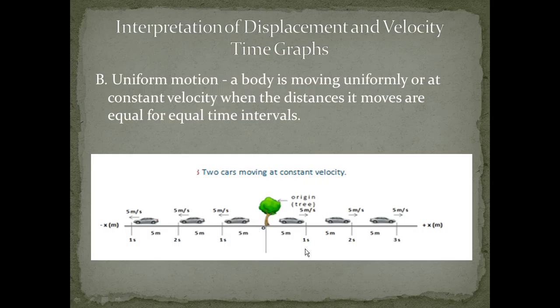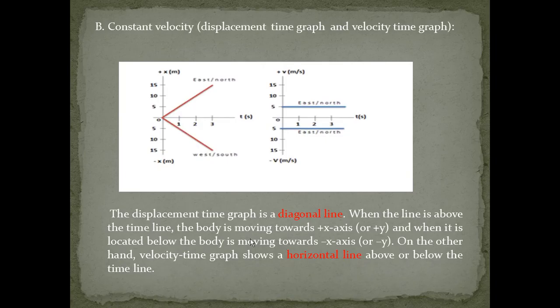As illustrated here, the car is at 5 meters to the right of the tree at time 1 second. If the car moves uniformly, then it covers 5 meters for every 1 second interval, so that it would maintain the speed of 5 meters per second. If it is going to the right, the object is said to have a positive direction for the velocity. If it is moving towards the left, then it has negative velocity. Okay, so the corresponding representation of the displacement versus time graph and the velocity versus time graph for uniform motion.